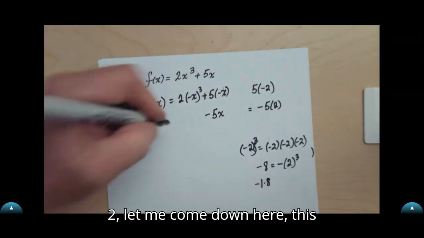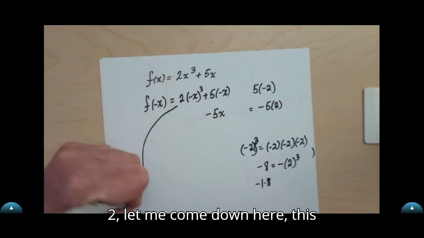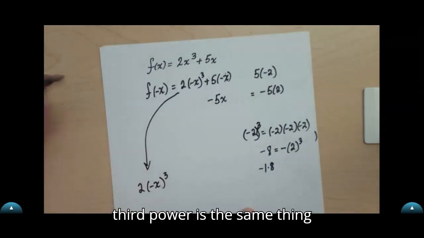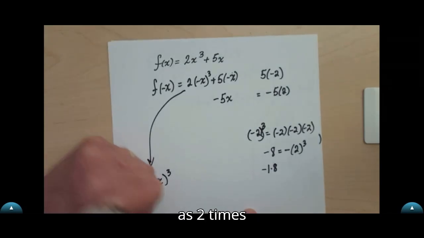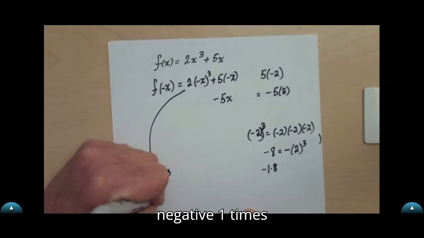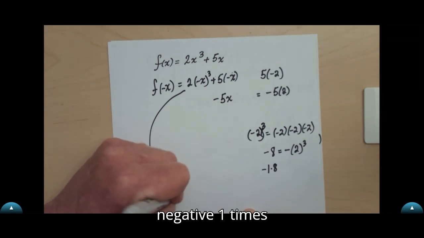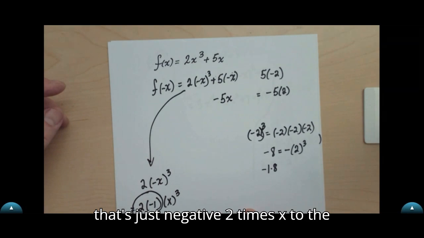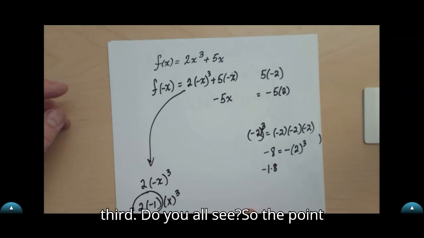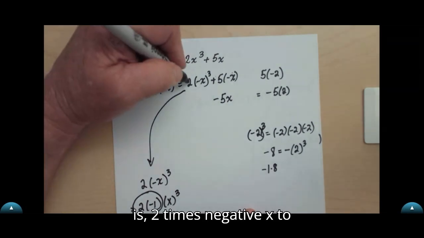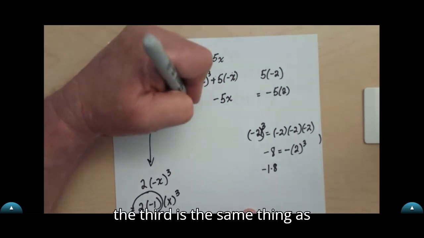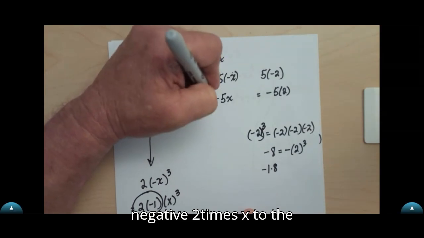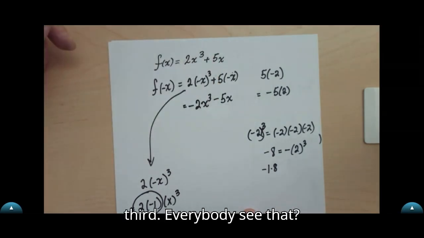Well, then this 2, let me come down here. This 2 times negative x to the third power is the same thing as 2 times negative 1 times x to the third power. But look, that's just negative 2 times x to the third. Do y'all see? So the point is 2 times negative x to the third is the same thing as negative 2 times x to the third. Everybody see that?